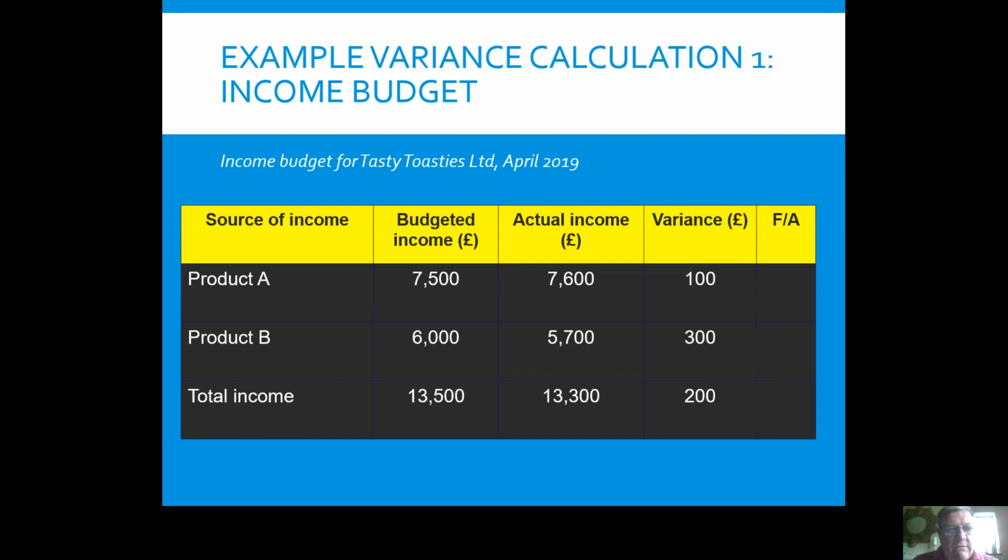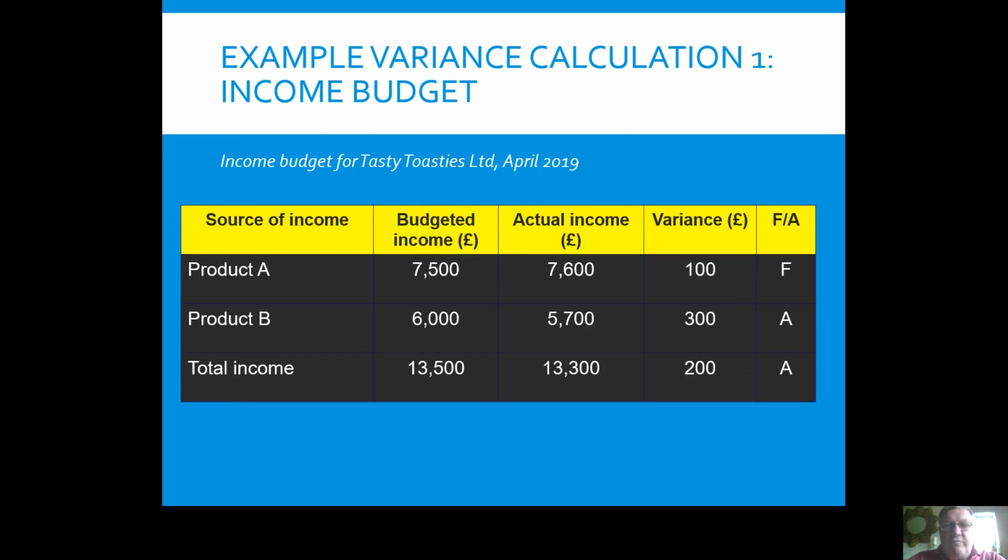Then we look at the total income. We basically add these totals up. So the first total is 13,500. The second is 13,300. There's a variance of 200. You tell me, is it good if the total income was higher or lower than we expected? It's lower here, so tell me if that's an F or an A. Pause, have a guess, then when you're ready to restart, restart.